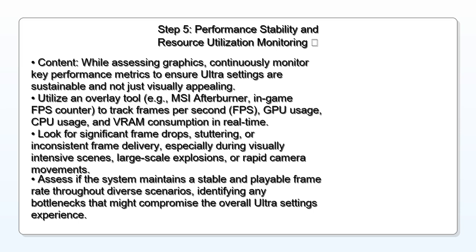Look for significant frame drops, stuttering, or inconsistent frame delivery, especially during visually intensive scenes, large-scale explosions, or rapid camera movements. Assess if the system maintains a stable and playable frame rate throughout diverse scenarios, identifying any bottlenecks that might compromise the overall Ultra settings experience.